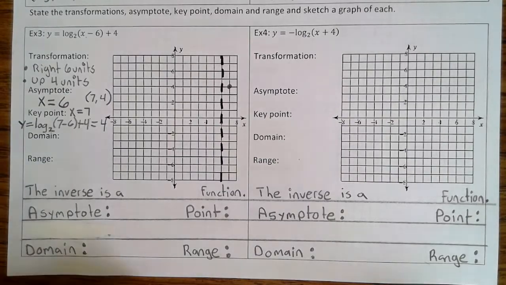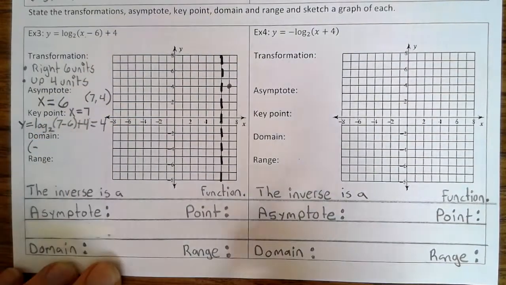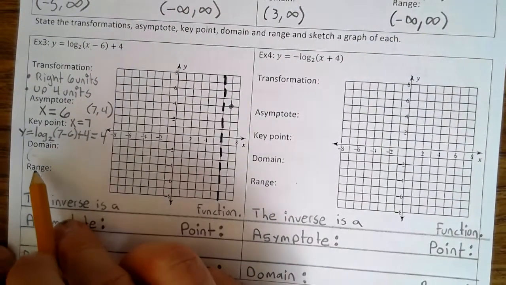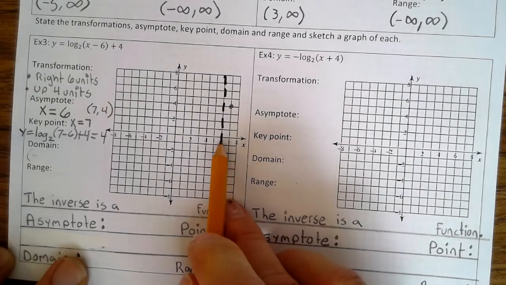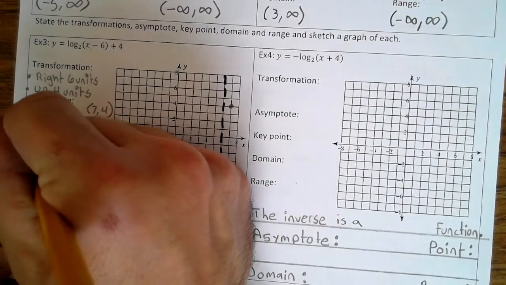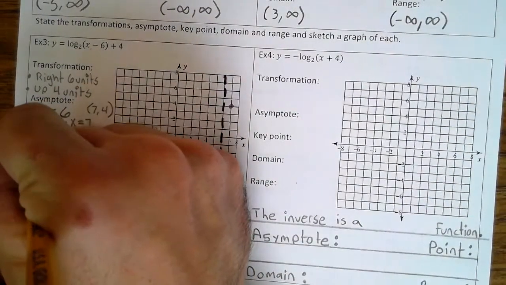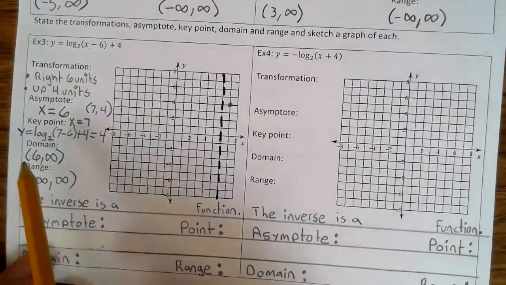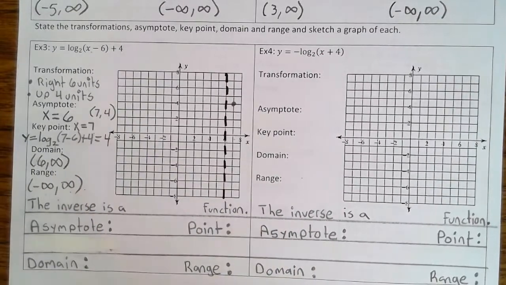Now domain for logarithmics is still negative infinity to positive infinity. Oh, actually, no. It switches. I'm sorry. It's different than the exponential. The domain here is going to be starting at the asymptote, 6 to infinity. Okay, and then the range is negative infinity to positive infinity. So with exponentials, the domain is always negative infinity to positive infinity, but in logarithmics, the range is always negative infinity to positive infinity.